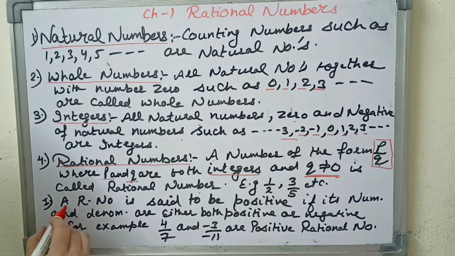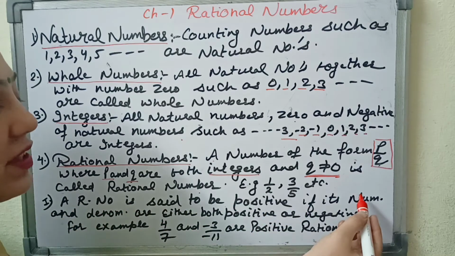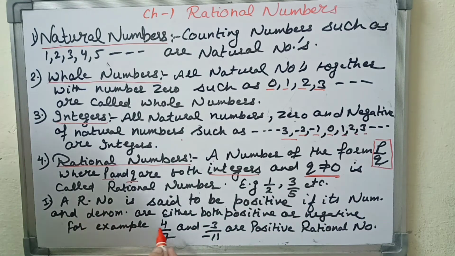Now, what are positive rational numbers? A rational number is said to be positive if its numerator as well as denominator are both of the same sign, that is either both positive or both negative. For example, 4 over 7, which have the same sign, plus plus, and -3 over -11. These are all positive rational numbers.